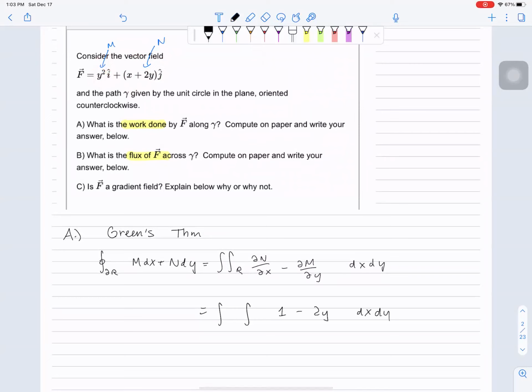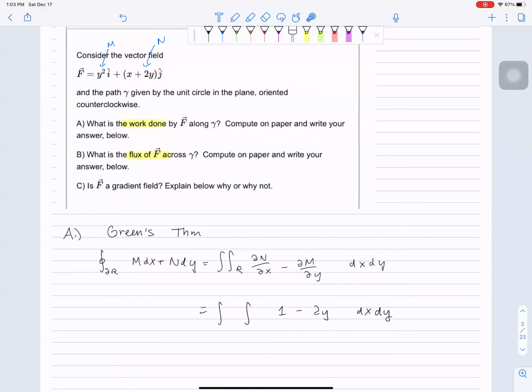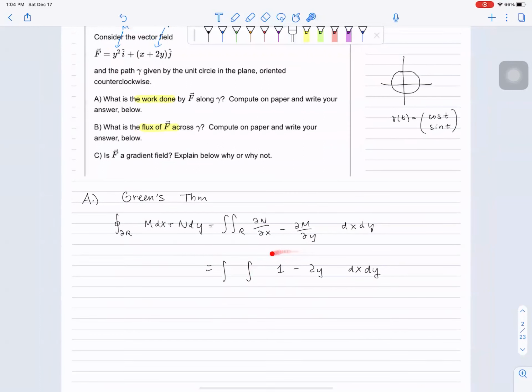Now I could keep this question in polar coordinates or in Cartesian coordinates. So meaning, what is my curve? What is my path? My path is a unit circle. I can draw my unit circle, and we usually parameterize it with cosine t and sine t. So I could do that. Or, what happens if I convert to polar coordinates? Because I have a circle, so let's do polar coordinates instead.